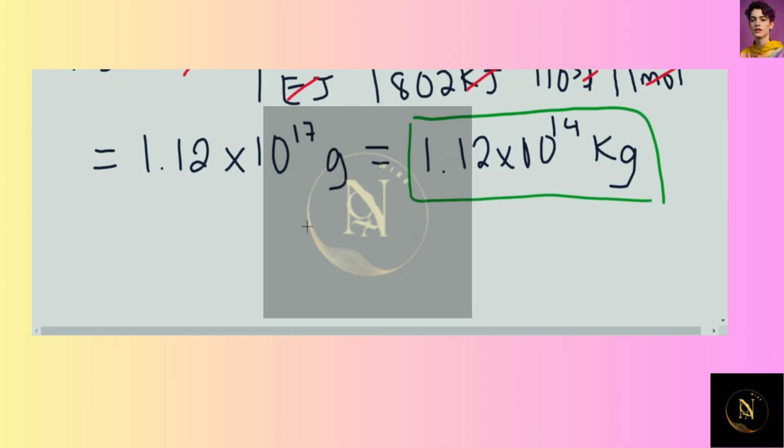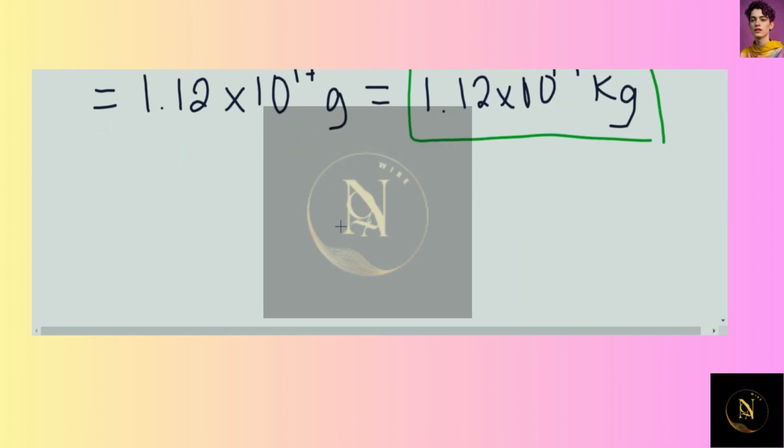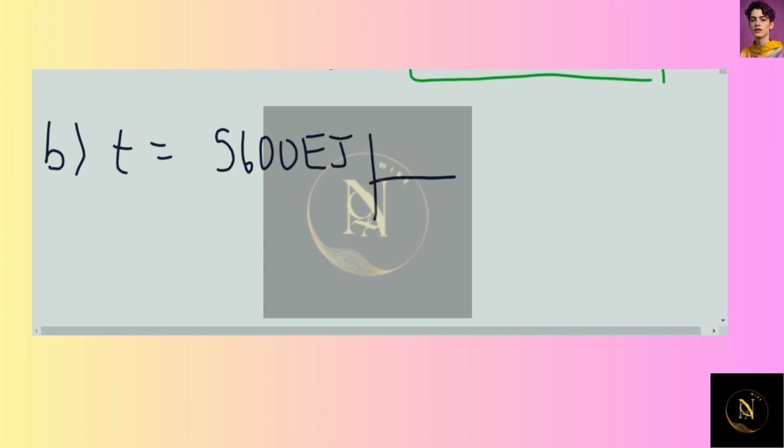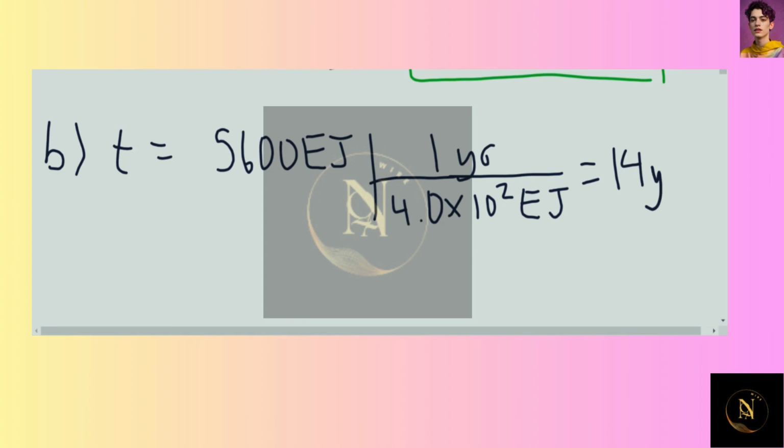Next, we have to use the time rate which they gave us to calculate the time. So here, T is equal to our energy that is produced, and then the rate at which this energy is produced, 4.0 times 10 to the second EJ per year. And this is equal to 14 years.